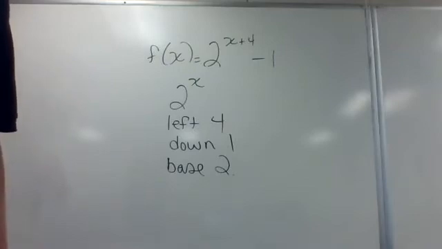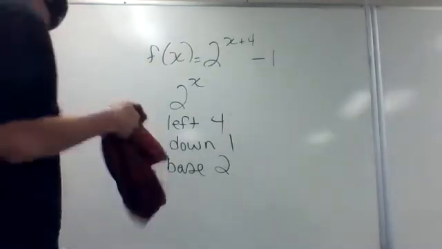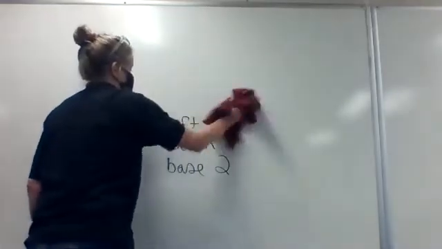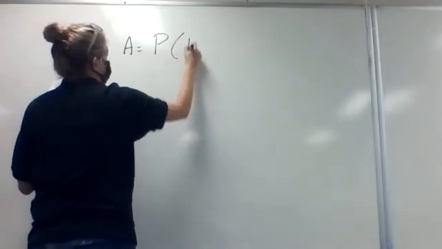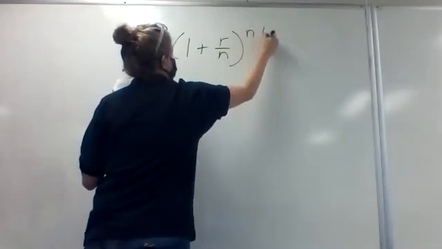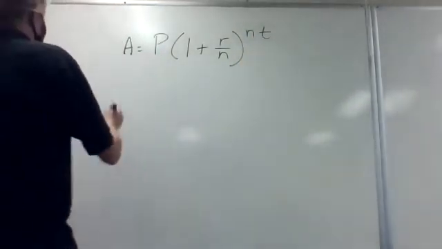All right, the last 2 problems are actually using real life scenarios of exponential functions. Okay, the formula that we're going to use for both of these is A equals P times (1 plus r over n) to the nt. So let's see what all this is.